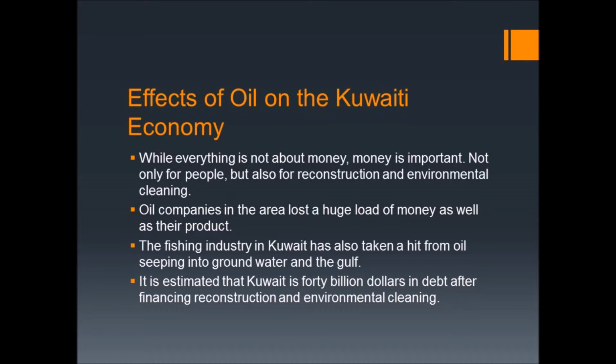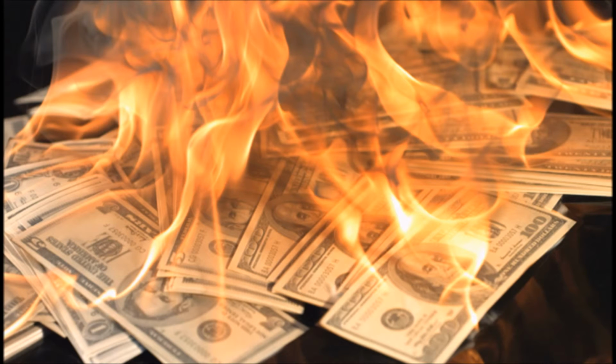relating to this. So while it's not all about money, money's a pretty big deal. So not only for people, but for reconstruction as well as environmental cleaning. Oil companies lost a huge load of money, and deflation was on the rise. The fishing industry took a hit because the oil seeped into the groundwater in the Gulf. And Kuwait was $40 billion in debt, and there's that $40 billion right there.